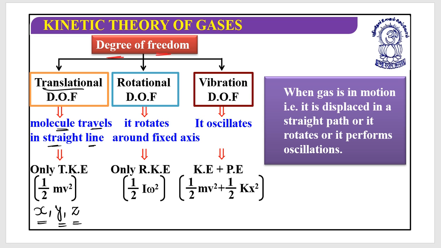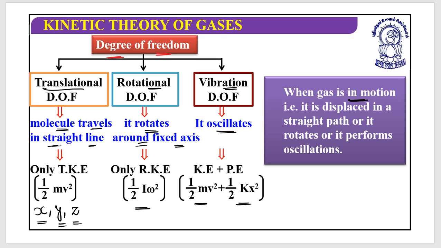or you can move in Z. Next is the rotational degree of freedom, in which the particle is going to rotate around a fixed axis, and that would be equal to half I omega square. This is the second degree of freedom. And the third is the vibrational degree of freedom. In the vibrational degree of freedom, it is going to oscillate. One term would be half m v square, another would be half k x square.